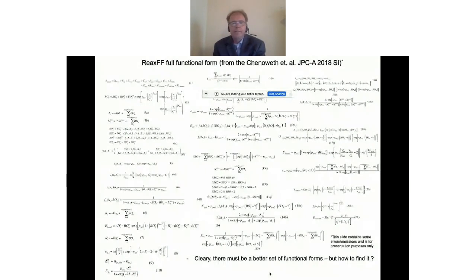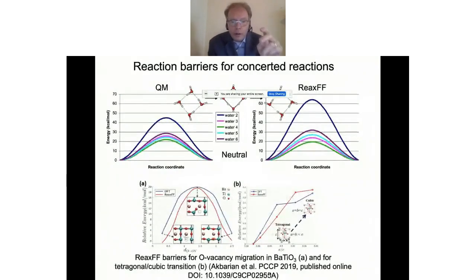Okay, so one of the big focal points of ReaxFF is its ability to get transition states right, especially for concerted reactions, which are arguably the most important reactions at low temperature, meaning room temperature to almost 1500 Kelvin or so. In a concerted reaction, a bond is broken and made at the same time. And this is pretty spectacular.